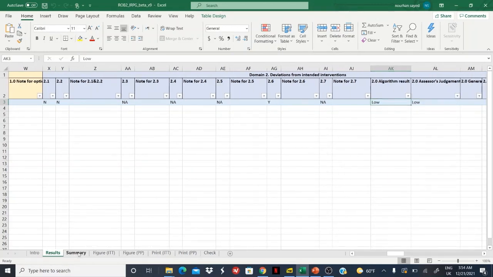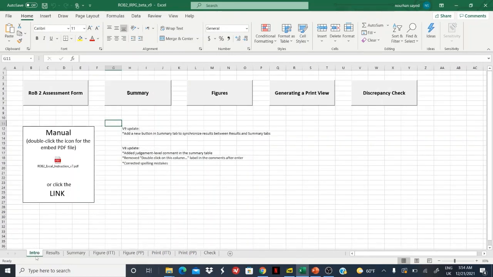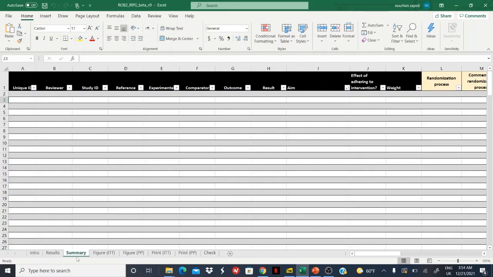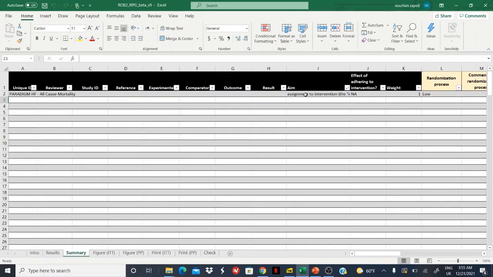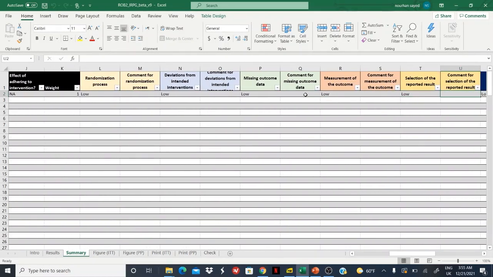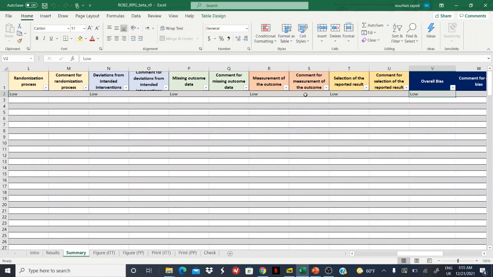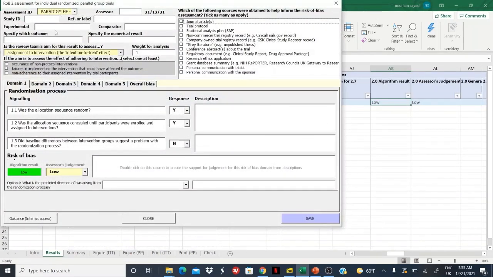And there is another tab here, which is the summary tab, and to view the results here, you're just going to have to click summary here, and it's going to generate a record here with basically a summary of your judgments. So we can see that all of them are low as we passed them originally, and that the overall risk of bias is low. And to generate a new record, you just have to click here and then type in a new assessment ID, and that will be that.